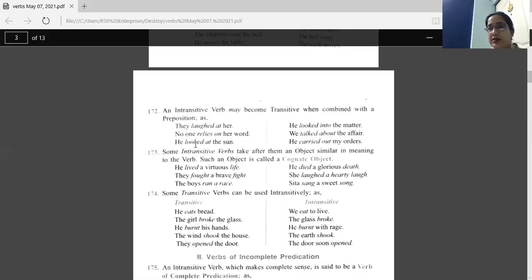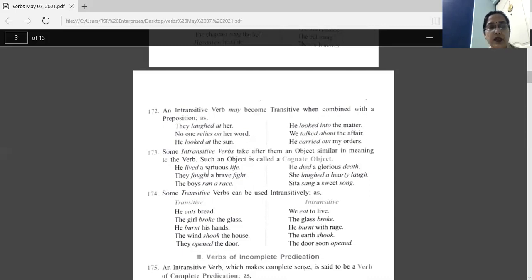He looked at the sun. At is the preposition, and the sun is the object here. He looked, this sentence is complete in itself. But if you want to add an object there, you have to use a preposition. He looked into the matter. Into is the preposition. The matter is the object there. We talked about the affair. So we are changing this intransitive to transitive.